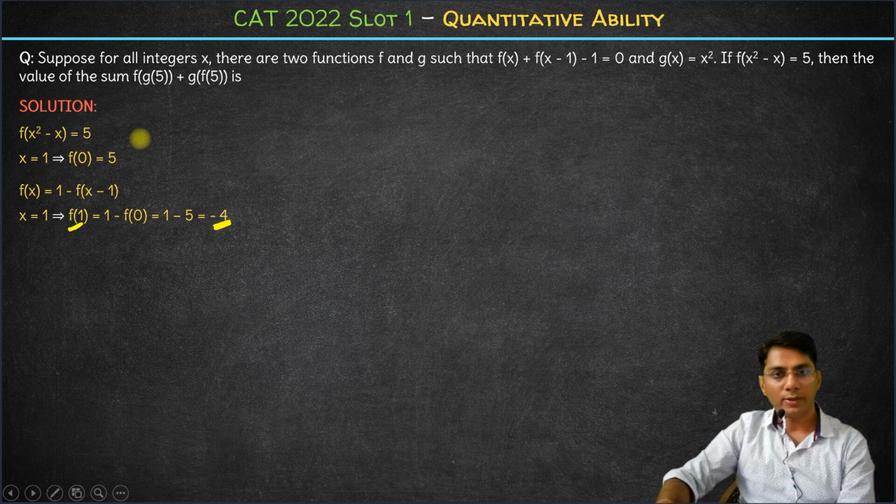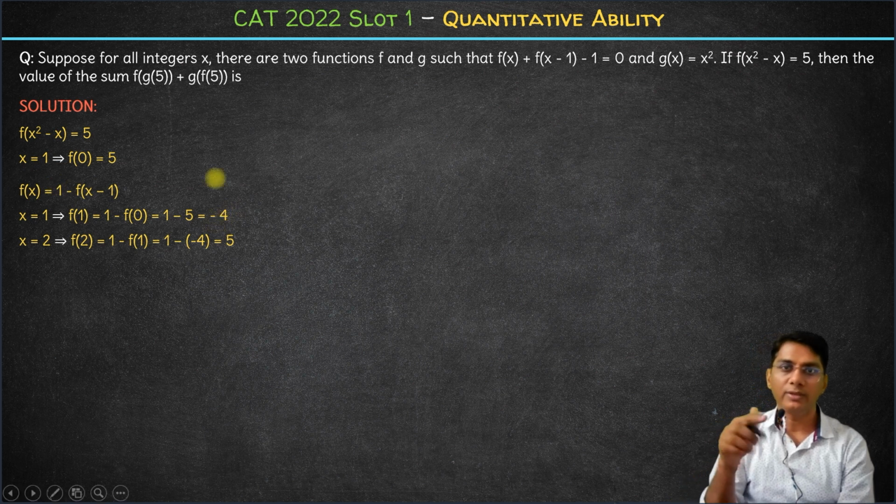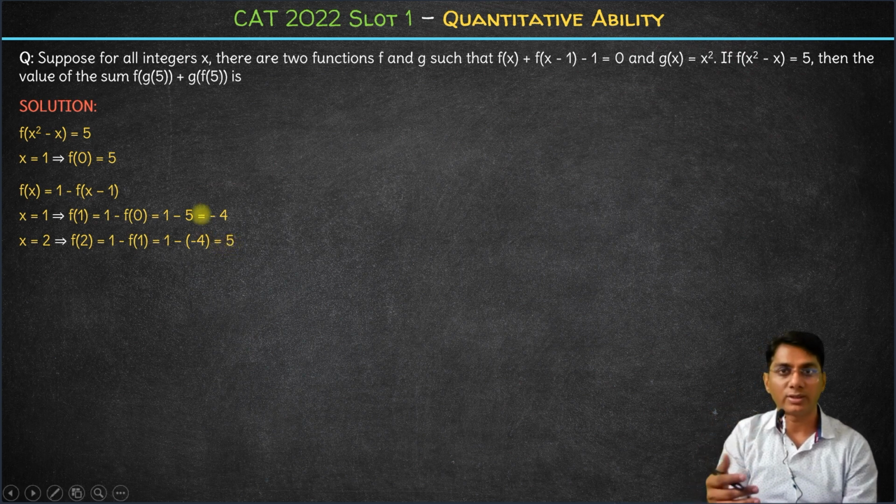Okay. Now putting x equals to 2, what we'll have is f of 2 is equal to 1 minus f of 2 minus 1, which is 1. So basically any term of the function is 1 minus the previous term. Remember, any term is 1 minus the previous term. So f of 2 will be 1 minus f1. f1 is minus 4. So 1 minus of minus 4 is 5. Okay, cool. So we got a 5 again. So maybe this is a periodic function or the values repeat, right?